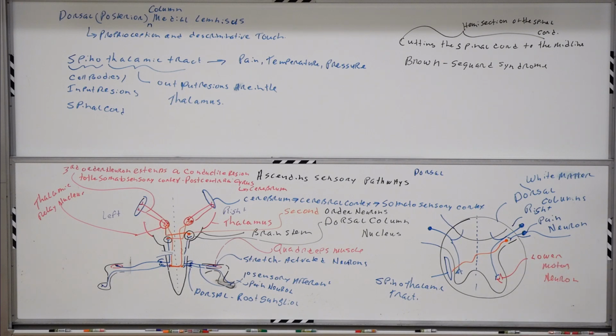Anything else before we go to some slides? I got one. Yeah. So the primary sensory afferent synapses with the second order neuron in the dorsal root ganglion or at the thalamic relay nucleus?